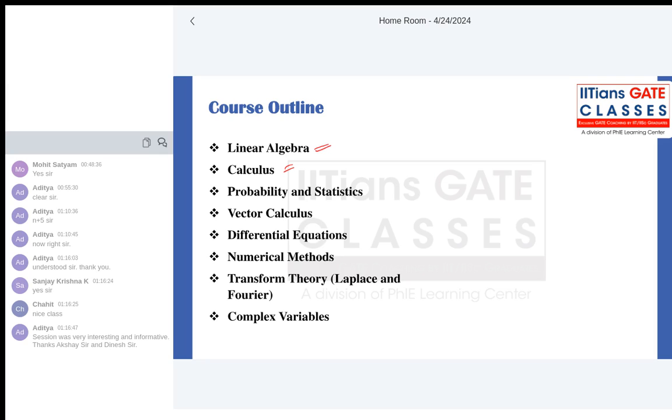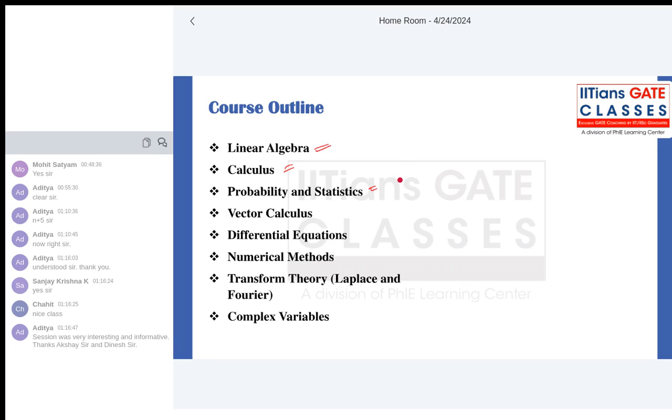Then there will be various random variables, their expectation, mean, variance, these typical parameters associated with any random variable will be there. And then we'll cover some topics related to statistics, like linear regression, correlation, regression coefficients, etc.